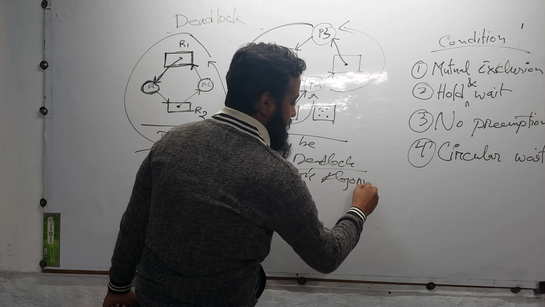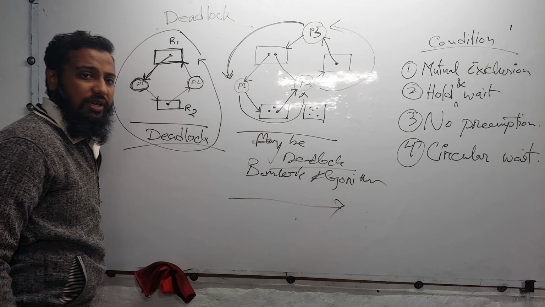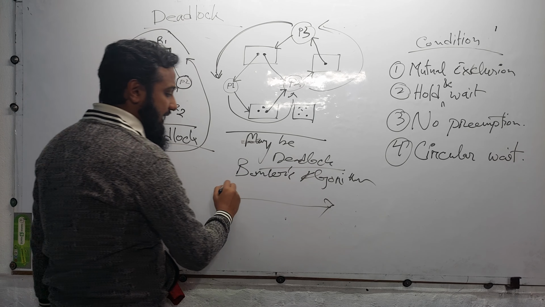If we find a safe sequence in Banker's algorithm, we can say that there is no deadlock, and if there is not, we can ensure that there is a deadlock.